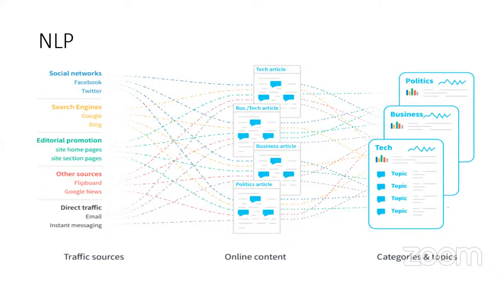Traffic sources are direct traffic, email, instant messaging, and other sources. A lot of social networks, Facebook, Twitter, search engines, Google, Bing, editorial promotions, home pages. See, a lot of data, textual data as well as spoken data, is available on the internet and in social media nowadays. All the data can be parsed, and some useful patterns can be detected.